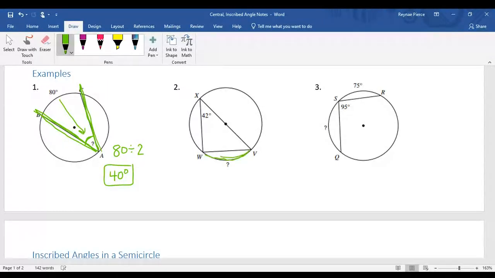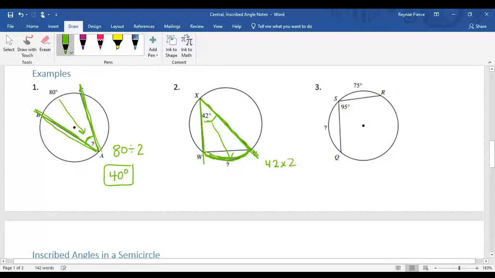Here, WV is the arc that I'm looking for. If I follow those back, that takes me to angle X. If I know the inscribed angle, to get to the measure of the arc, I need to multiply by 2. 42 times 2 is 84 degrees.